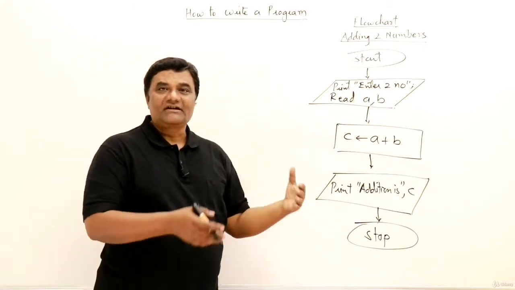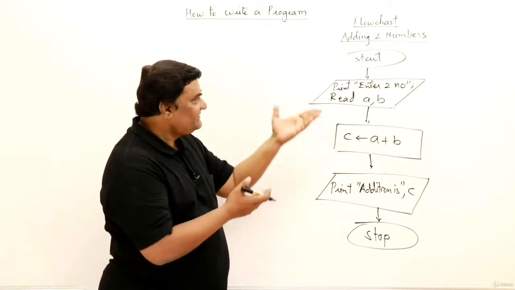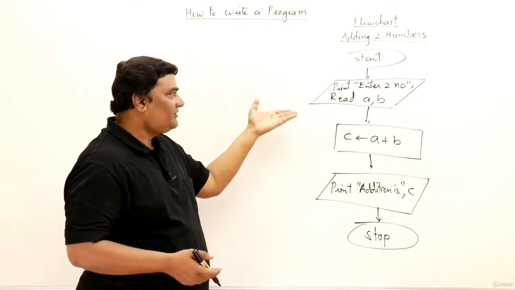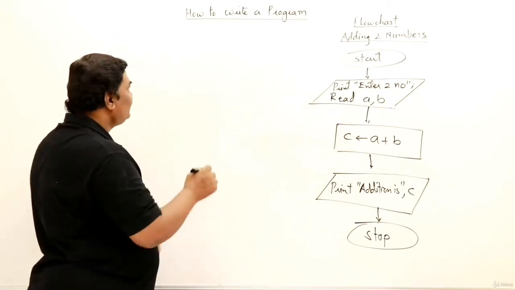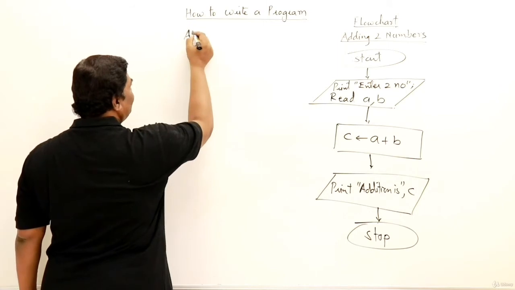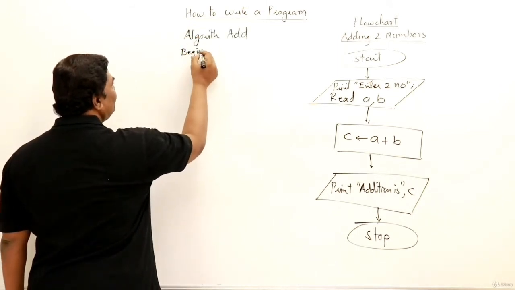Now same thing, I will write it as an algorithm using pseudocode. So what is pseudocode? The same thing I will write on. This is pseudocode. This is not a C language code. The same pseudocode I will write on. So let us write an algorithm for adding two numbers. Now here I will say begin, the algorithm begin.